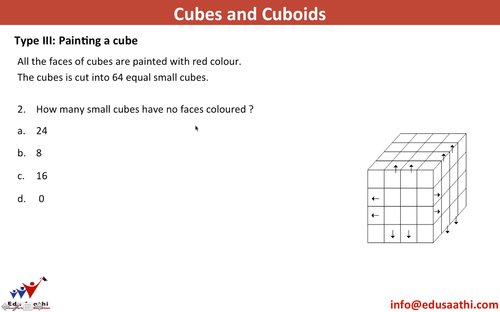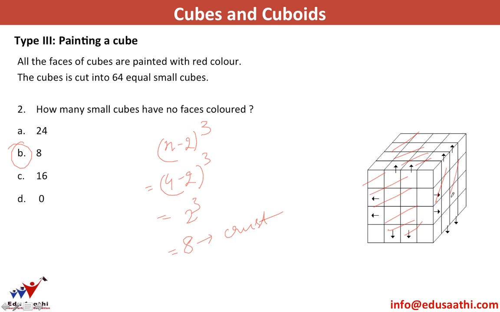How many cubes have no face colored? So what is the formula? I do n minus 2 whole cube. So what was n? N was 4. So I have 4 minus 2 whole cube. This gives me 2 cube, or the answer is 8. This is the answer. So these 8 are the inner crust. When I remove this outer layer of cubes, I'll get 8 which are fresh, which have no side painted.